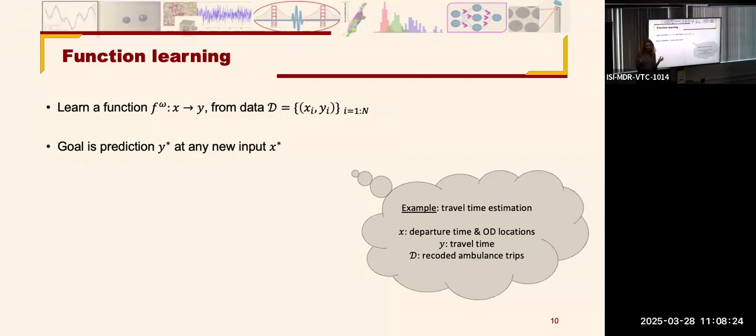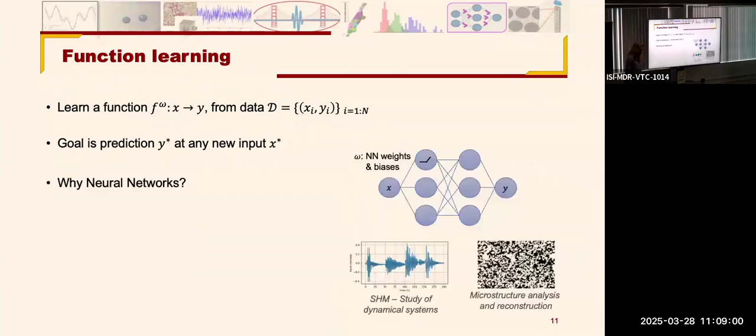I'm trying to learn some kind of mapping, a predictive model, from an input X to an output Y using some data, input-output pairs. So I'm looking at a regression problem. The goal is to predict, for a new input, the corresponding output. In travel time estimation, for example, your input might be the origin and destination locations and the time of day, and you want to predict how much time it's going to take for that car or that ambulance to travel from origin to destination at a certain time of day.